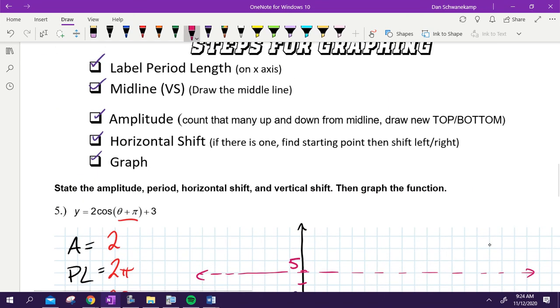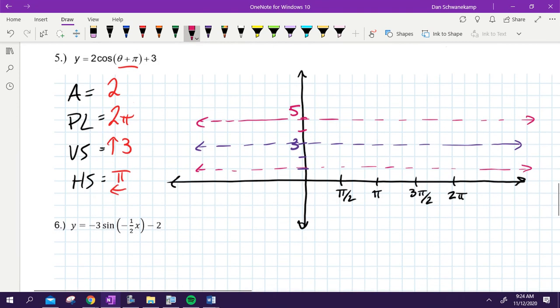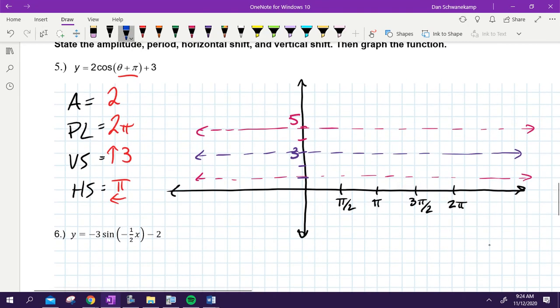So we did period length, we did midline, we did amplitude. Now we're on horizontal shift. This graph is a cosine graph, so normally I would start at the top, but it's not going to go there. I'm horizontally shifted to the left pi. So how many hash marks do I need to go to make the left pi? 2, because 1, 2. That's how far I went left. I'm going to call that negative pi. That would be negative pi over 2.